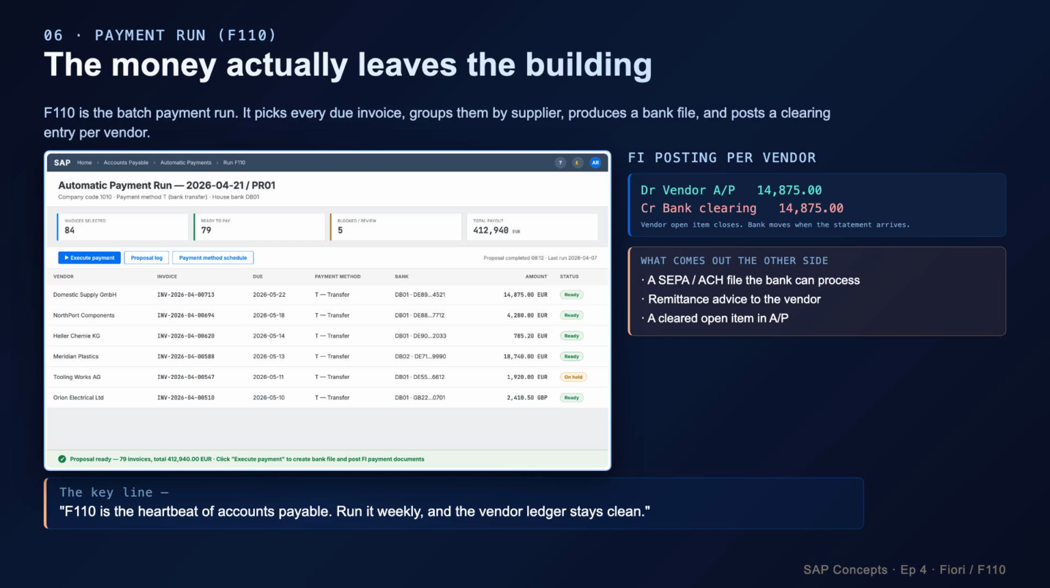Per vendor, it posts one journal. Debit vendor AP, the liability we recorded earlier. Credit bank clearing. The output is a SEPA or ACH file. The bank processes it, with a remittance advice to the vendor, and a cleared open item in accounts payable. Run F110 every week, and the vendor ledger stays clean.